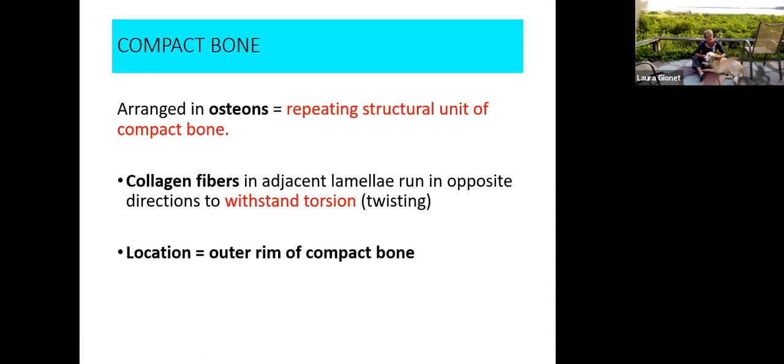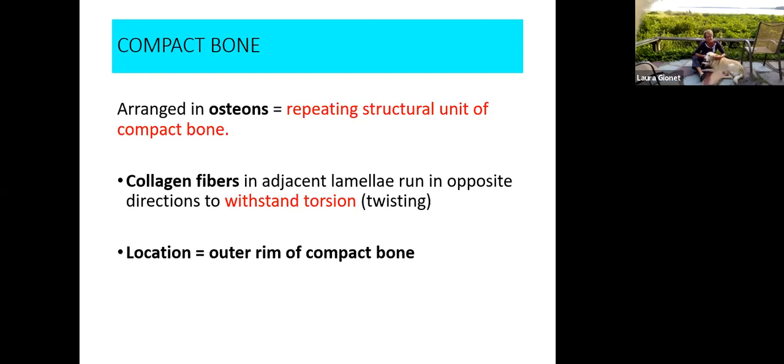Compact bone is arranged in osteons. The osteons are the repeating structural unit of compact bone. It kind of looks like a tree that you cut down and look down on, and it's all the rings of the tree with a central region to it. And they repeat all over through the compact bone. Compact bone is the outer rim of all these long bones and the outer rims of even irregular and flat bones. And I'll show you what they look like in a couple of pictures.